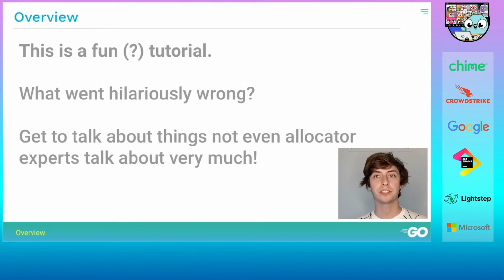Things went hilariously wrong at some points, and this work was all part of one big journey. One thing I want to point out is that a lot of this stuff is not something allocator experts talk about very much. It's usually a footnote in many allocation and GC papers, not all though, certainly, but turns out to be very important in practice.